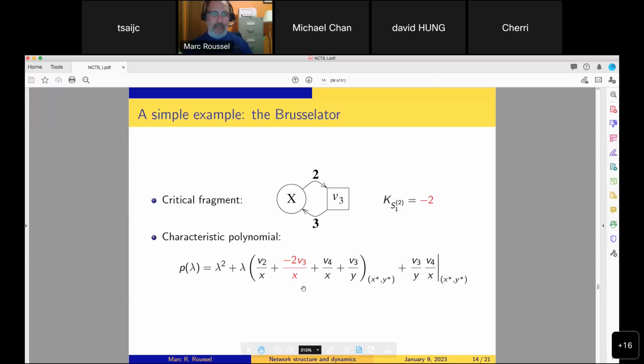And of course, this is a simple second-order polynomial. If you didn't have this negative term, you could not make that system unstable in any way, shape, or form, right? That negative term is essential. And so that's the gist of how this stuff works. Now, of course, this is a very simple example, right?